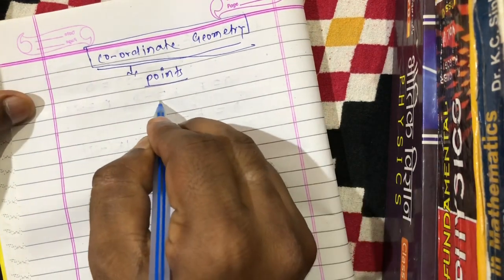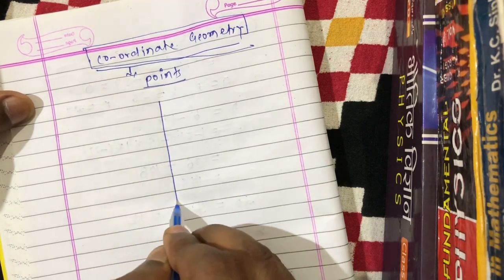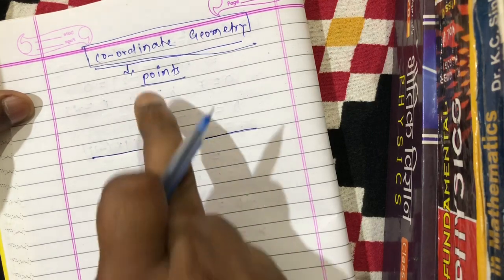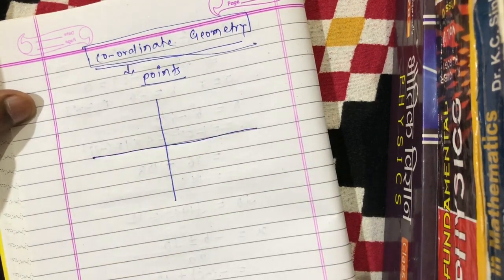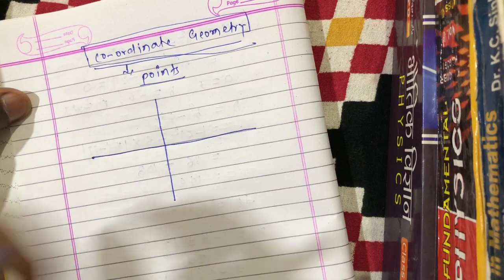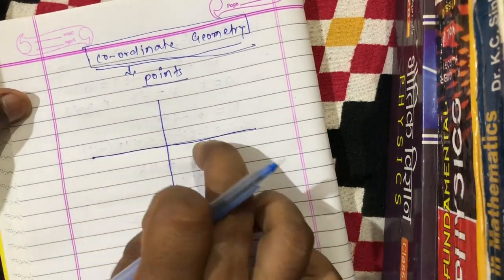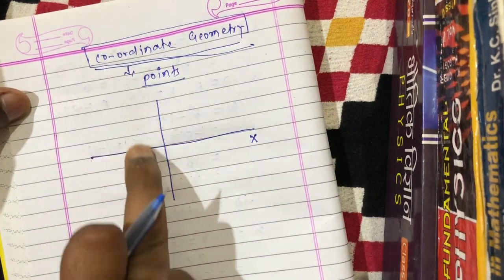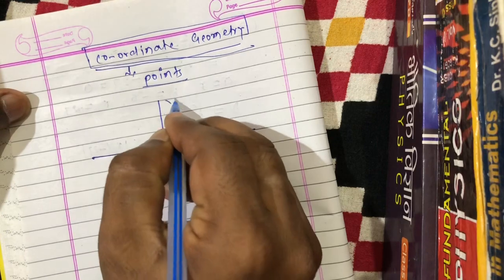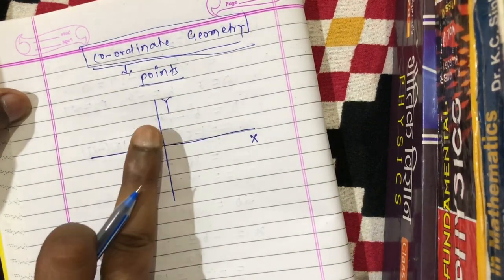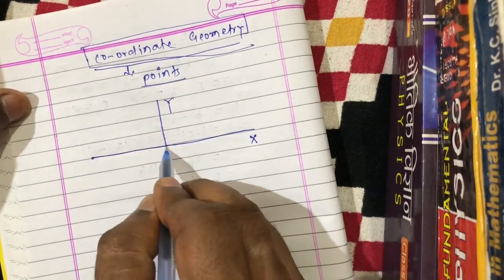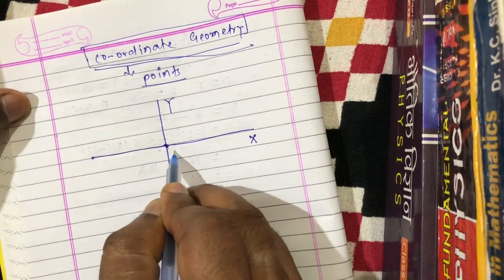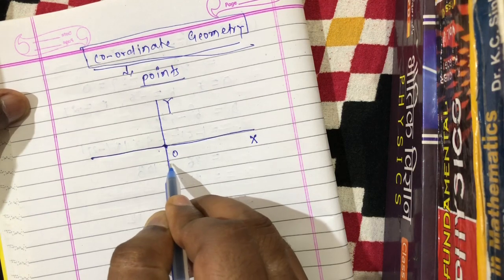For example, let us say we have two perpendicular lines. These perpendicular lines are called coordinate axes. The horizontal coordinate axis is called the x-axis and the vertical coordinate axis is called the y-axis, and the point of intersection of these coordinate axes is called the origin and is denoted by the symbol O.